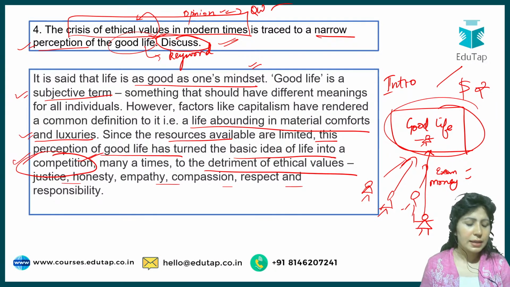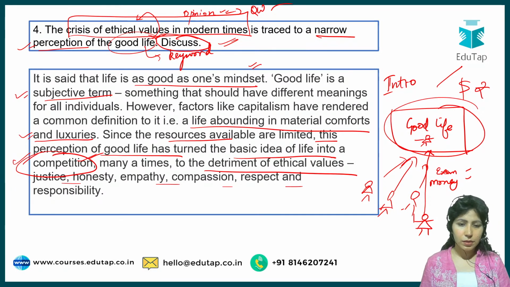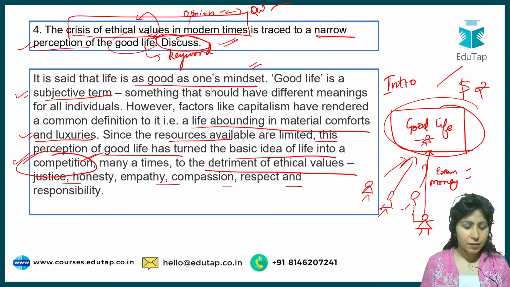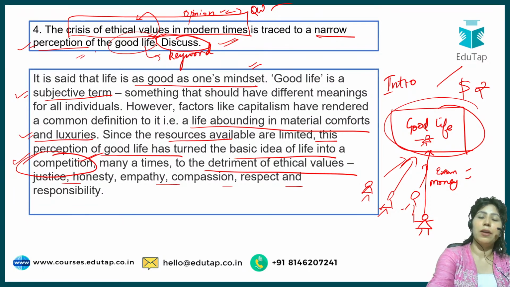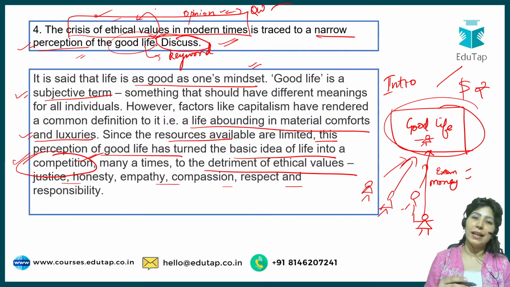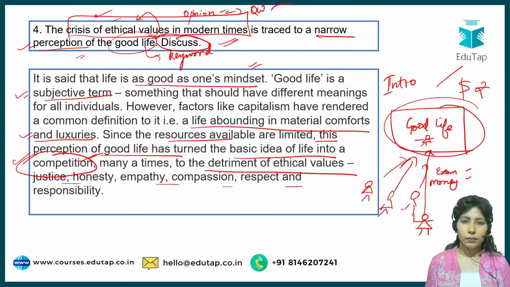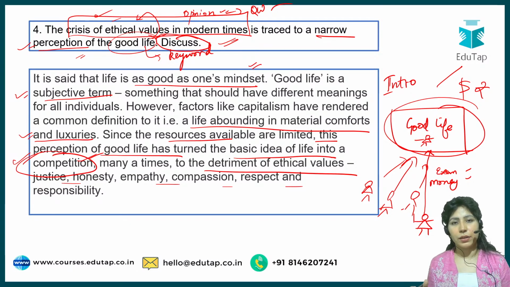Okay. Yes, Suraj, we'll come to that. Yes, I'm waiting for your inputs. Is there any example that you can give when you talk about crisis of ethical values in modern times being traced to a narrow perception of good life? Any example that you can relate with this keyword, narrow perception of good life or crisis of ethical values, which you see around yourself, and how these two are interrelated? If you can think of anything that you've read in the newspaper, anything that you've seen in your neighborhood, anything that you see on a global level.